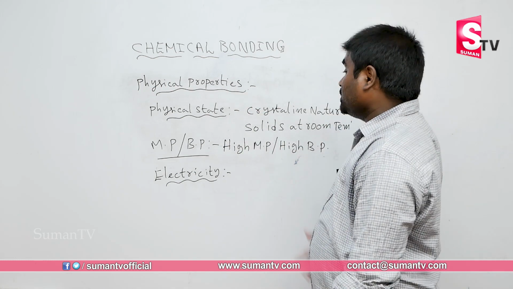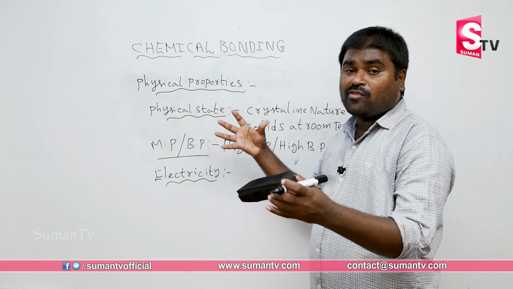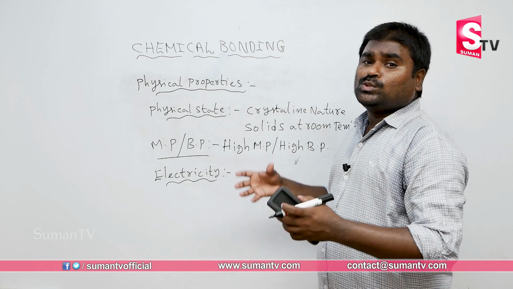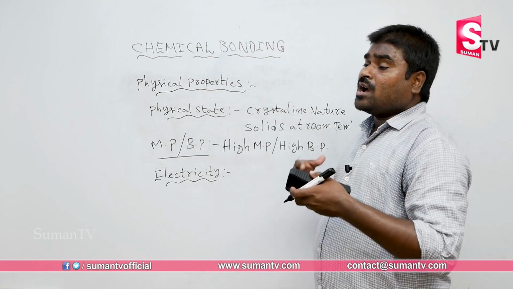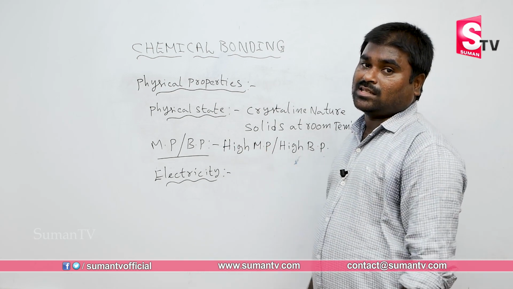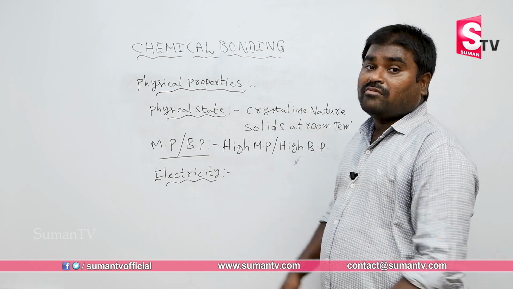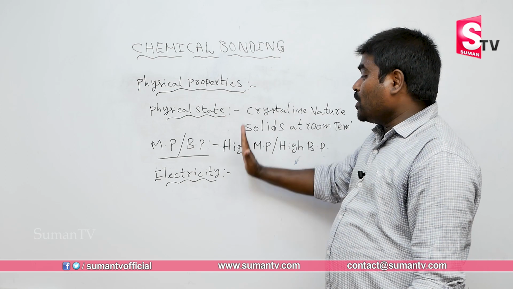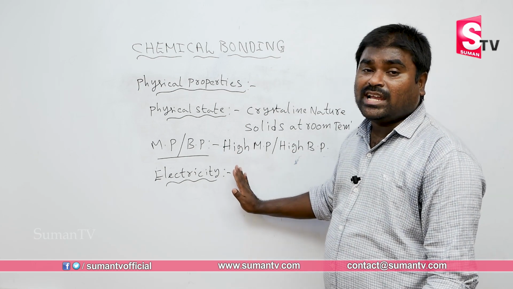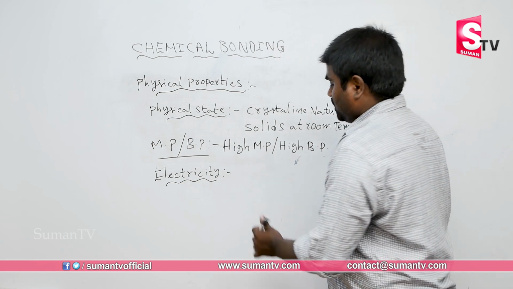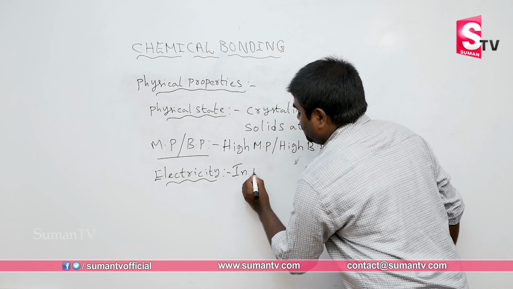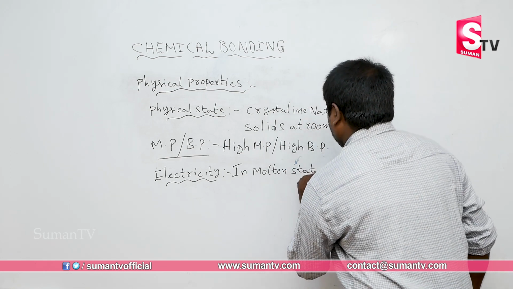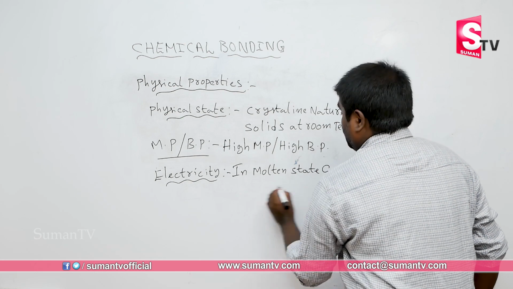Why is it not possible in solids, children? In the solid state, the ions are strongly packed together with negligible space between them, so electricity does not pass. When in the molten state, the possibility is there. That means, children, ionic compounds in the molten state are good conductors of electricity.